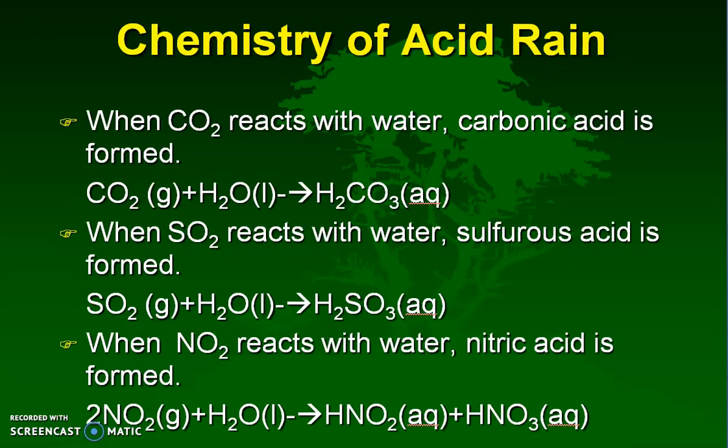If I talk about the chemistry of acid rain, as we know, carbon dioxide in gaseous form reacts with water, H2O in liquid form, and forms H2CO3, which is carbonic acid. And when sulfur dioxide reacts with water, it forms H2SO3, and H2SO4, that is sulfuric acid, and nitrogen oxides react with the water vapor to form nitric acid.